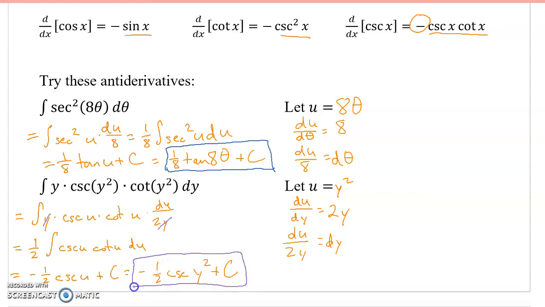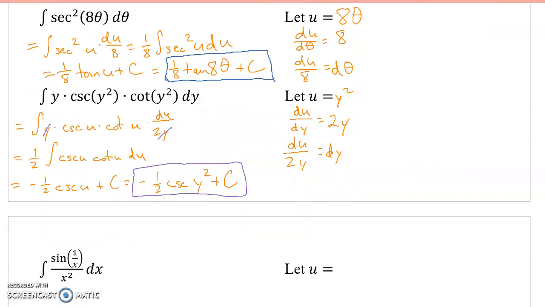All right, I've got a number of trig examples. I don't think I'll go through each and every single one of these because I need to leave some of them for you guys to try.